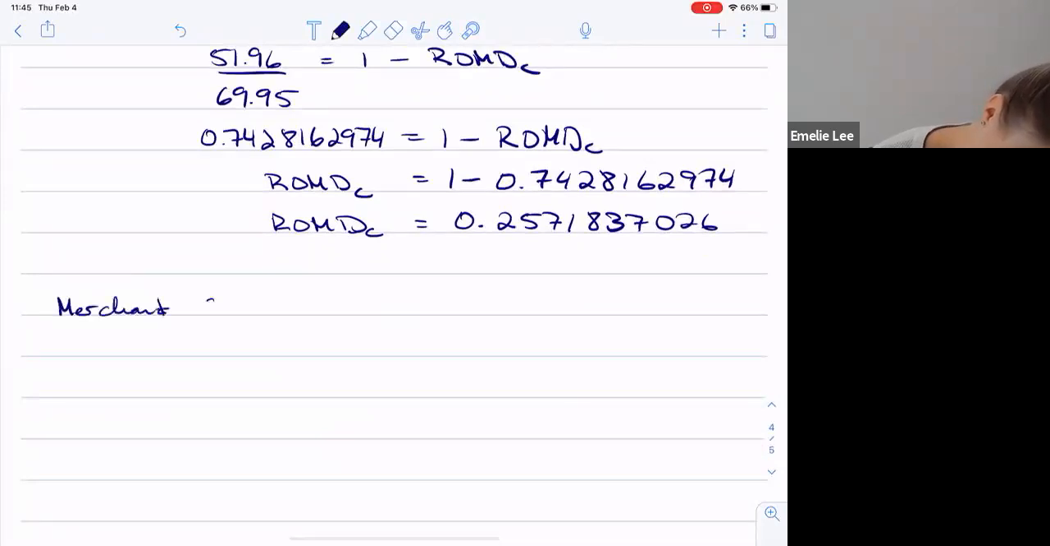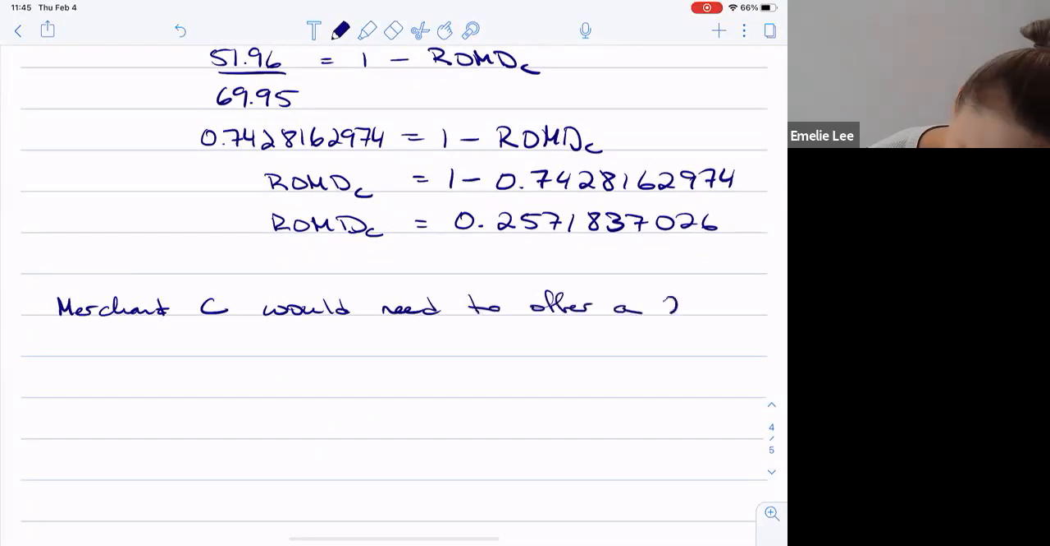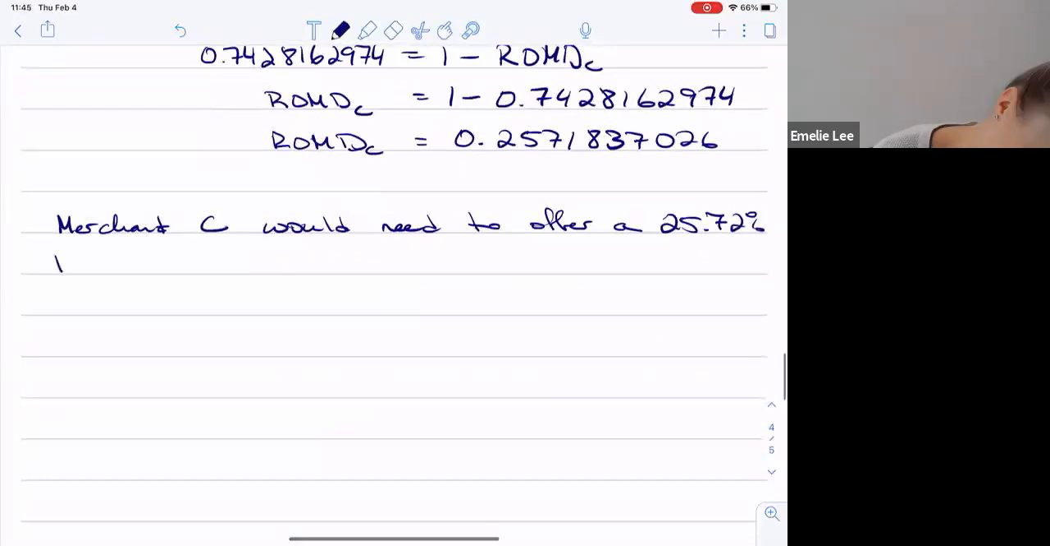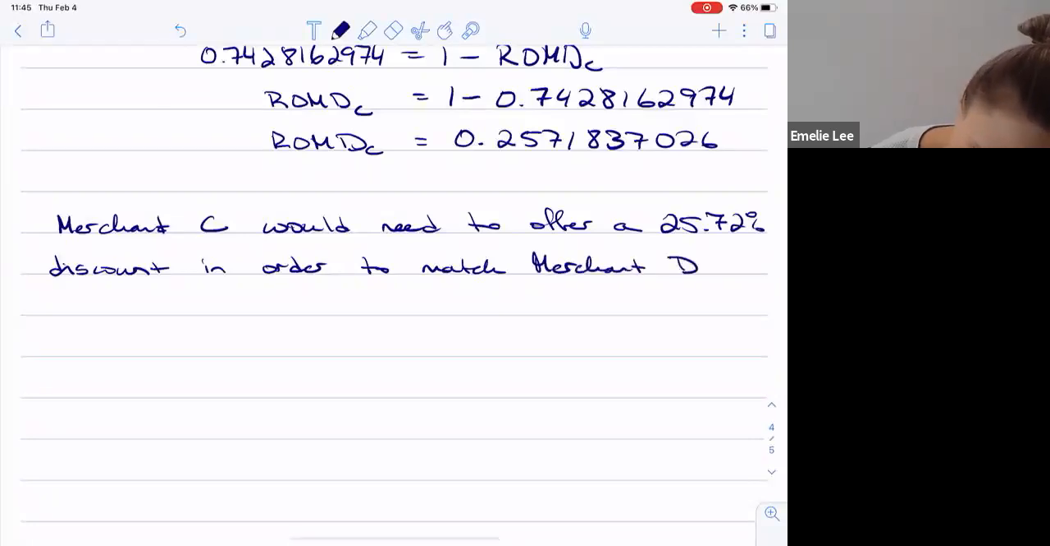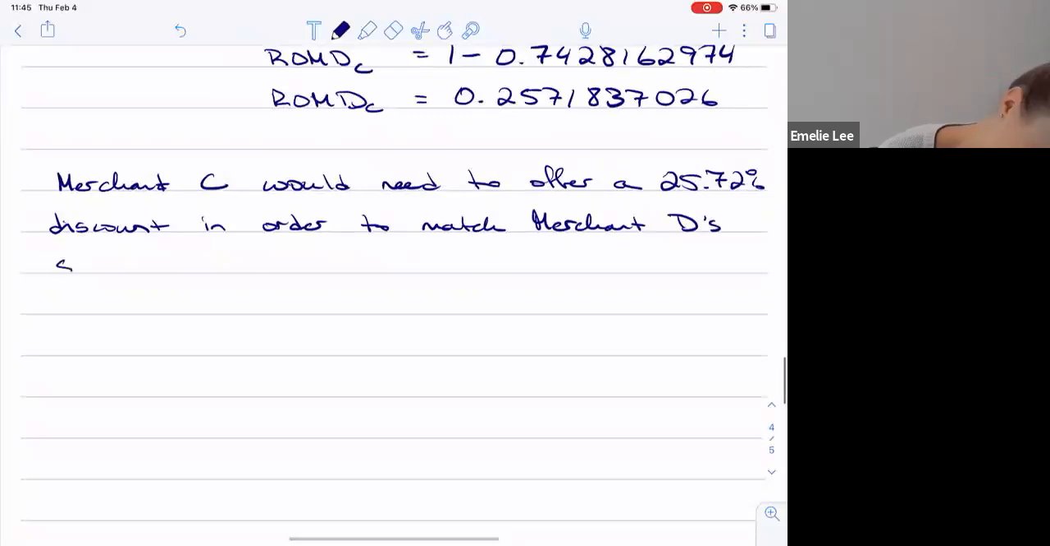Merchant C would need to offer a 25.72% discount in order to match merchant D's sales price. Or sale price.